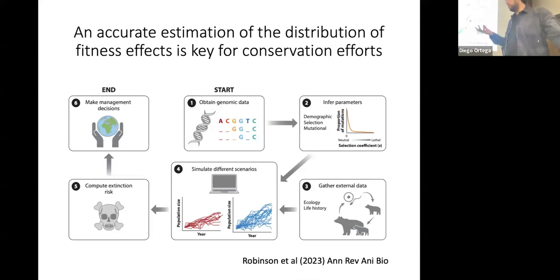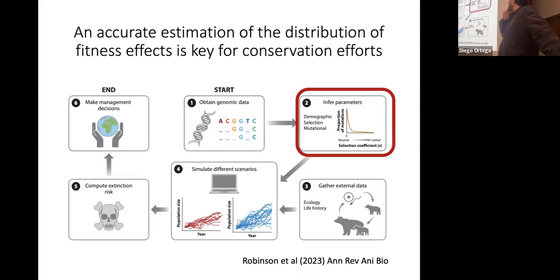Right now in conservation genomics, there's a new paradigm that has been emerging where you can collect genomic data. Based on that genomic data, you can infer tons of parameters about the particular species that you're studying: demographic parameters, selection parameters, or mutational parameters. And then you can do simulations, just like with ecology and life history data. Based on those simulations, you can compute the extinction risk of a particular species or organism, and then you can try to make management decisions. So inferring evolutionary parameters accurately is key in these efforts.